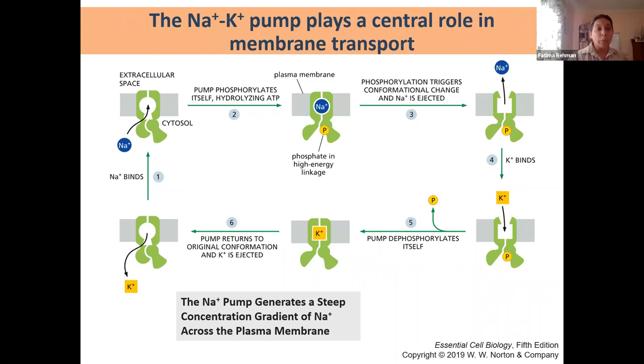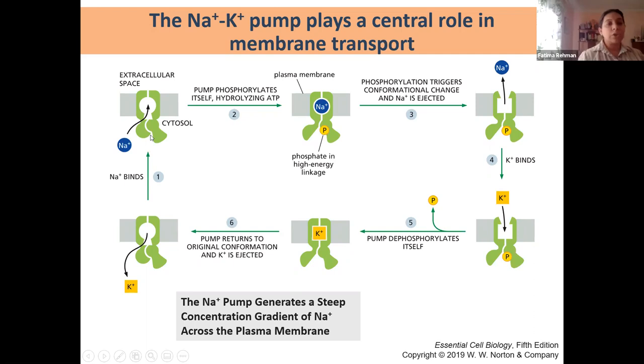Now let's look at the way it works in more detail. Usually it starts off by taking a sodium ion in from the cytosolic space. The pump then hydrolyzes an ATP molecule to phosphorylate itself. This provides the energy to open the conformation to the outside, where sodium can then be ejected into the extracellular space. In that open form, while it is phosphorylated, it will bind a potassium ion that can then be released into the cell after it dephosphorylates itself, right?